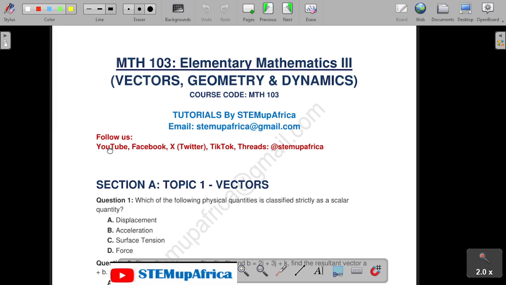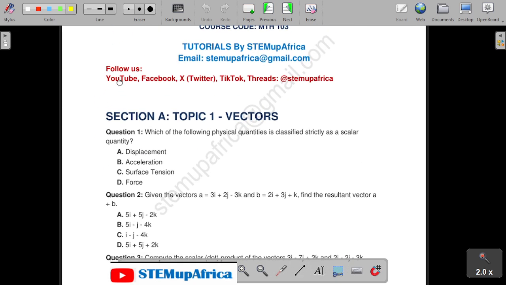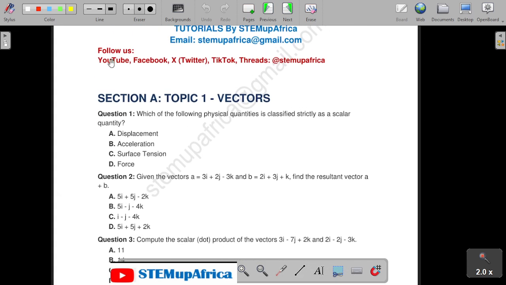So let's look at question 1. Which of the following quantities is classified as a scalar? Scalar quantities are measurable quantities that have magnitude but no direction. I believe we all know this definition right from exercise 1. The only scalar quantity here is surface tension. Displacement is a vector, acceleration is a vector, force is a vector. So the correct option here is surface tension.